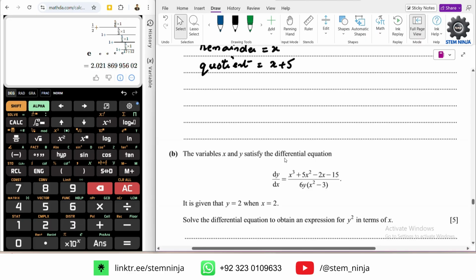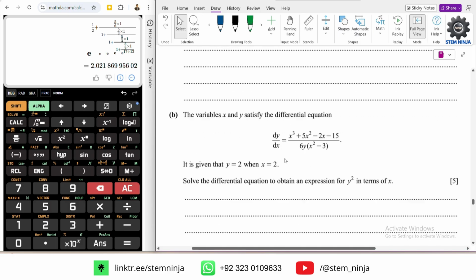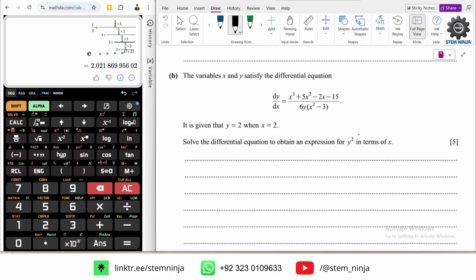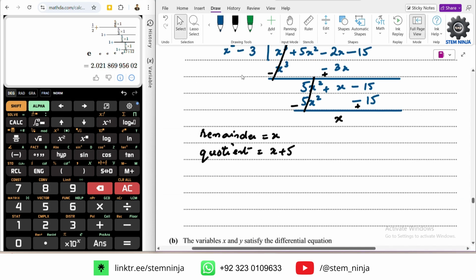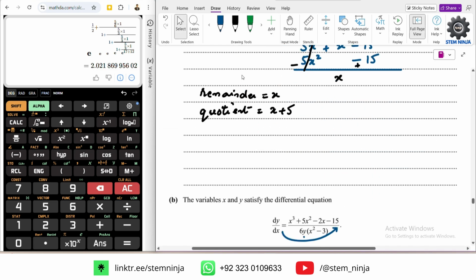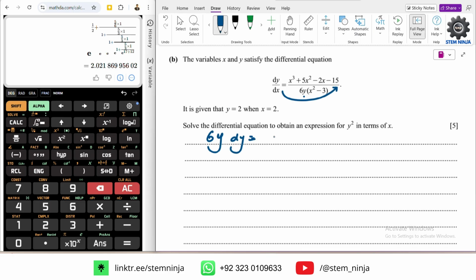Right, you solve the differential equation to obtain an expression for y squared in terms of x. Okay, so first off we need to separate the variables. So 6y dy, and when this goes on the other side, now we can use the expanded form. So quotient first, x plus 5, plus remainder over x squared minus 3, right, dx.